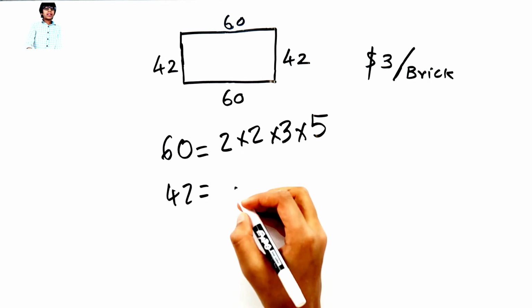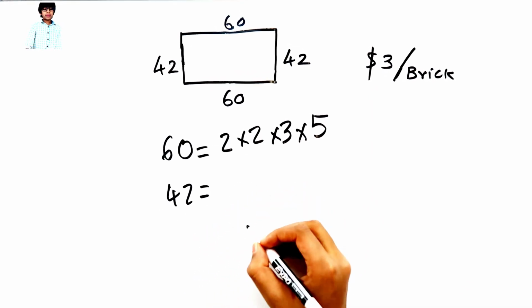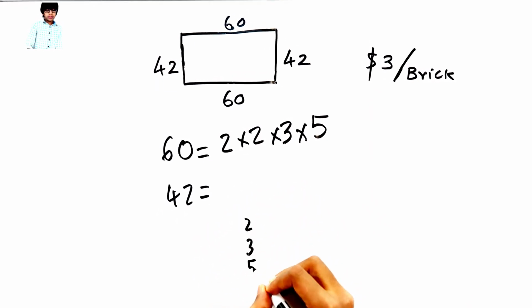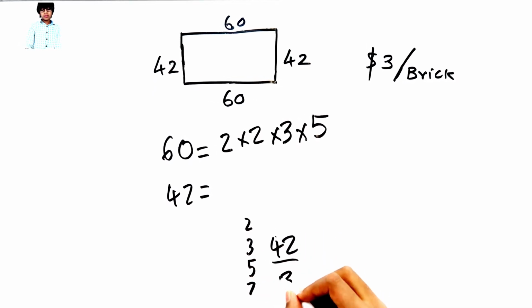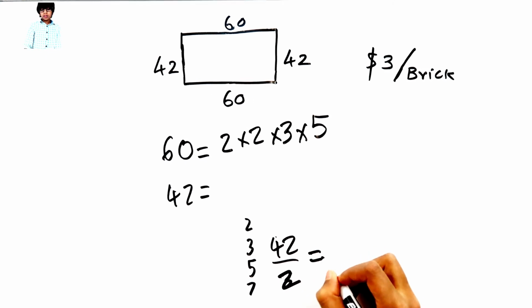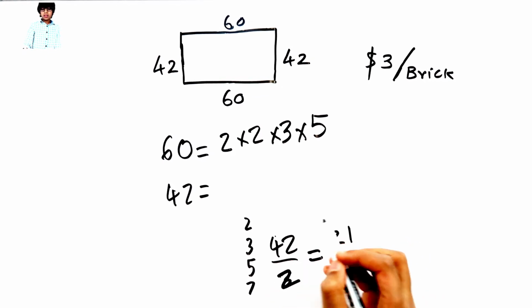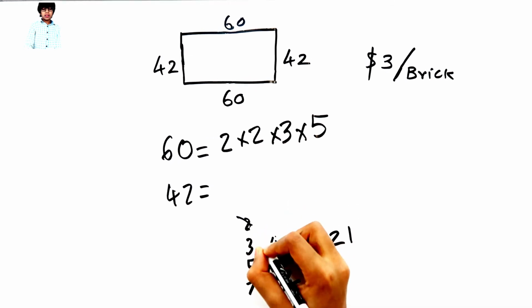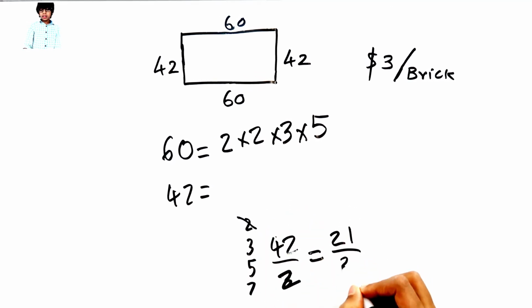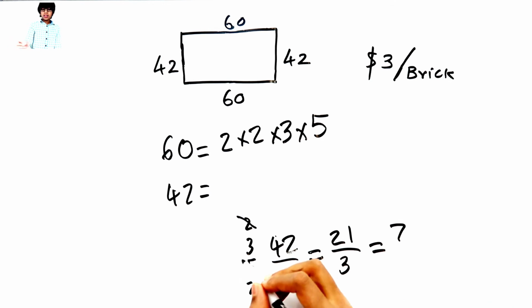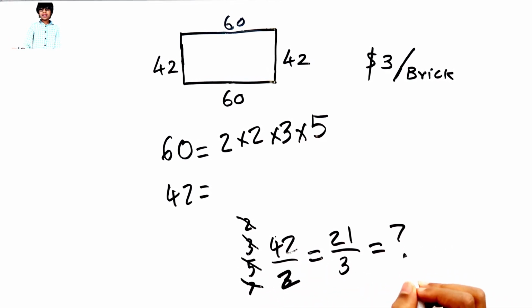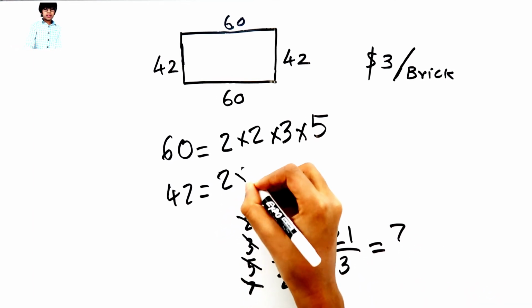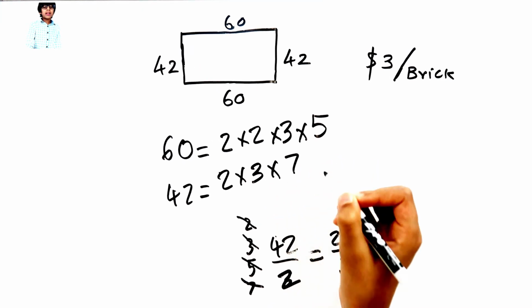Now, let's find the prime number factors of 42. 42 divided by 2 is 21. 21 divided by 2, we can't do that. 21 divided by 3 is 7. 7 cannot be divided by 3. 7 cannot be divided by 5. 7 can be divided by 7. These are the prime numbers of 42. So 2, 3, and 7.